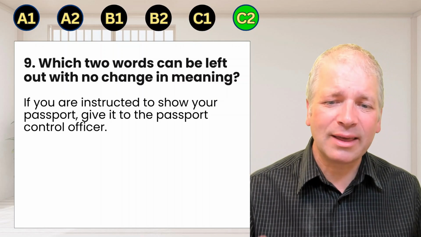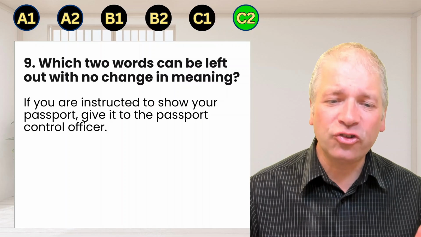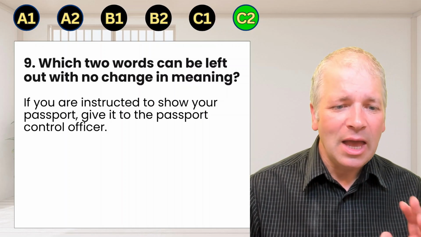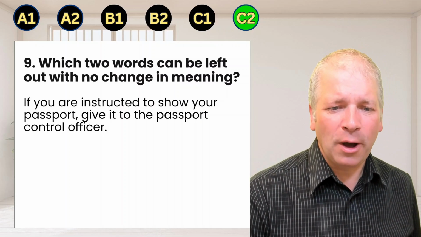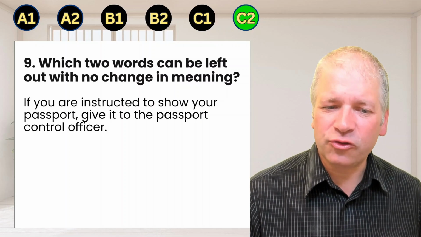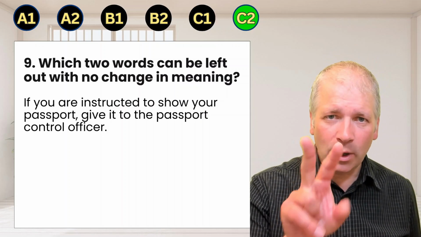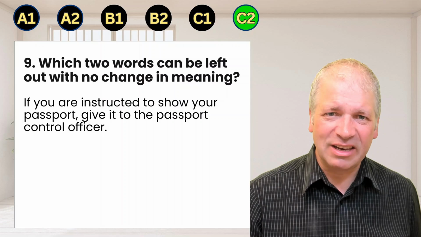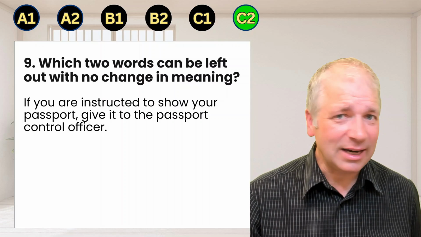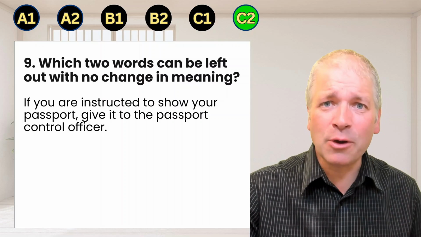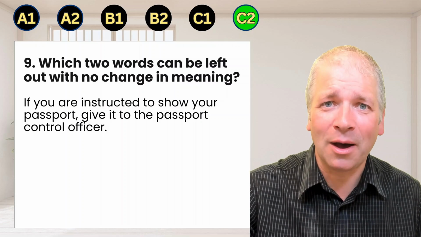Here's question 9. Which two words can be left out with no change in meaning? If you are instructed to show your passport, give it to the passport control officer. There are two words in this sentence that you can leave out, and it doesn't change the meaning. Here come your 5 seconds to think about what they are.